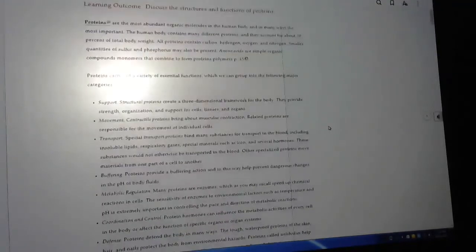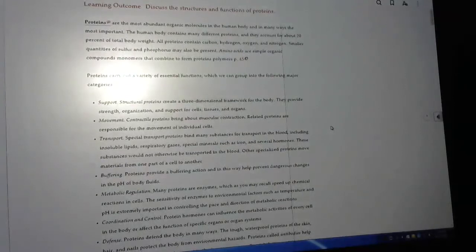Okay, proteins. Now, proteins are arguably the most important group in our body. So proteins are the most abundant organic molecules in the human body, and in many ways the most important. There are gazillion different proteins. So what are some of the functions of proteins?